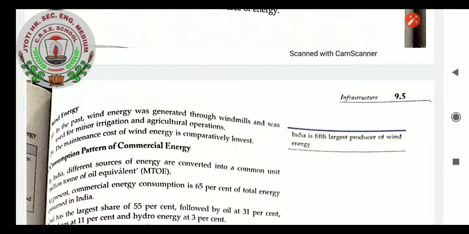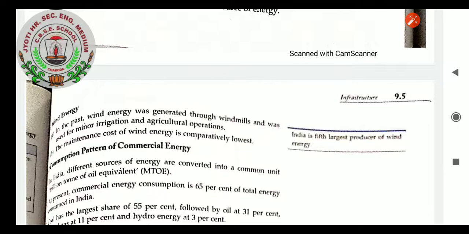Now comes the consumption pattern of commercial energies. Commercial energy means the energy which we purchase and utilize. In India, different sources of energy are converted into a common unit, and that unit is million ton of oil equivalent, MTOE.